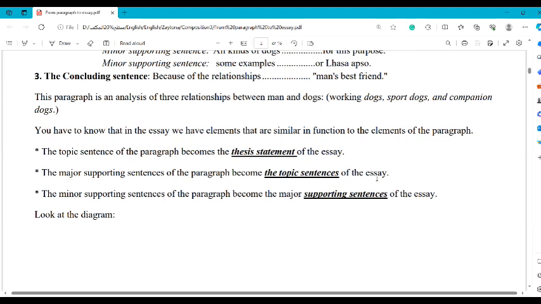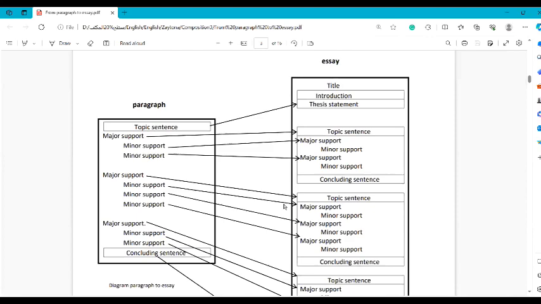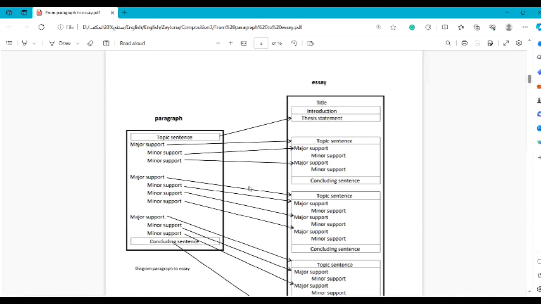Don't confuse these, please. The topic sentence becomes the thesis statement. The major supporting sentences become topic sentences in the essay. The minor supporting sentences in the paragraph become major supporting sentences of the essay. We will see a diagram to make it easy for you. I think it will be easier. After the lecture, inshallah, I will send you this file.